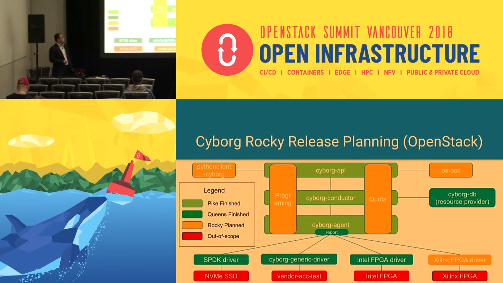So for the Rocky release, what are we going to have? The green boxes are the plan that we have. First, we want to have a Python client to help people use our APIs. And we will have programming support for FPGAs. It's a set of APIs that allows admins or users to change the functionality on the FPGA dynamically, without powering down the machine or anything like that.